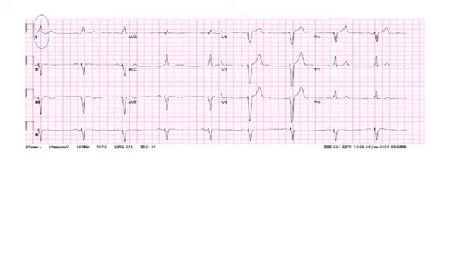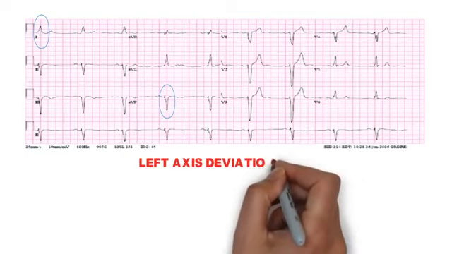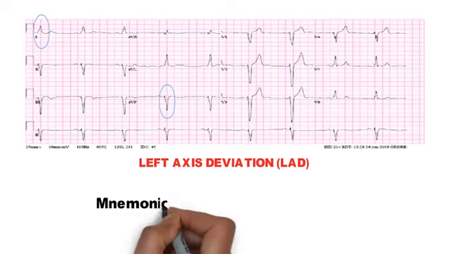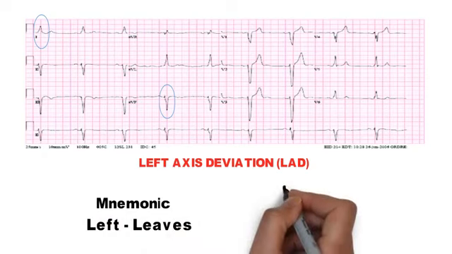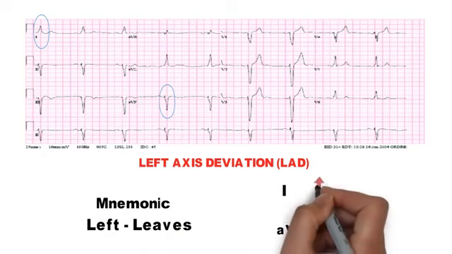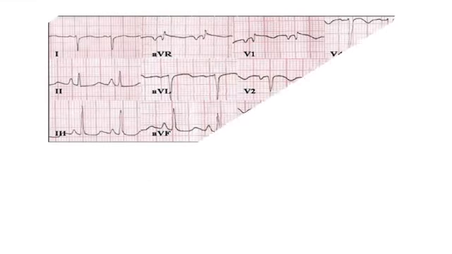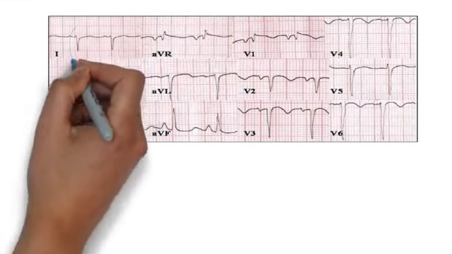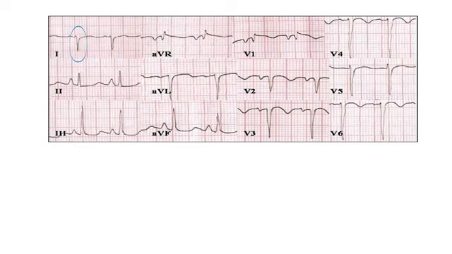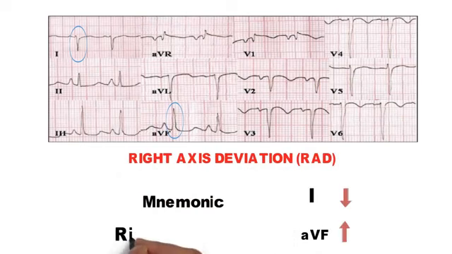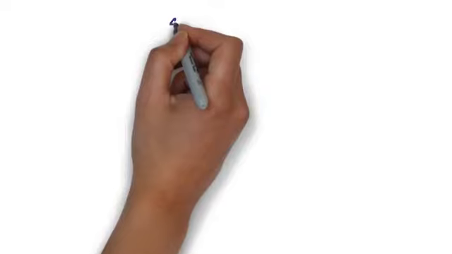Now look at this ECG. Net QRS in lead 1 is positive and net QRS is negative in AVF. So this ECG shows left axis deviation or LAD. And you can remember this by the mnemonic 'left leaves', where net deflections in lead 1 and AVF are in opposite directions, as if they are leaving. Whereas in this ECG, net QRS is negative in lead 1 and positive in AVF. So this is a right axis deviation and you can remember this by the mnemonic 'right returns'.